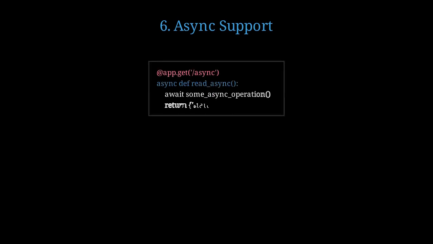FastAPI has built-in support for asynchronous programming with async and await. Simply add async before def and use await for asynchronous operations to improve performance. Async programming leads to better performance by handling multiple requests concurrently.